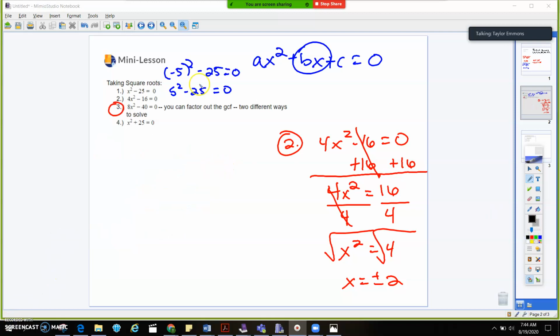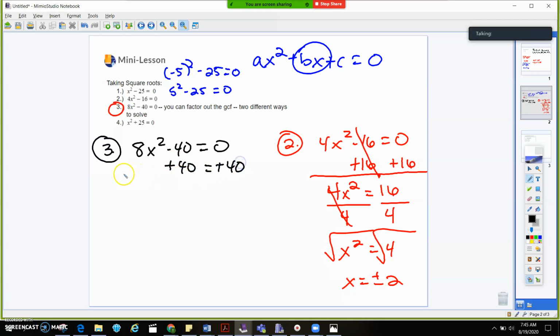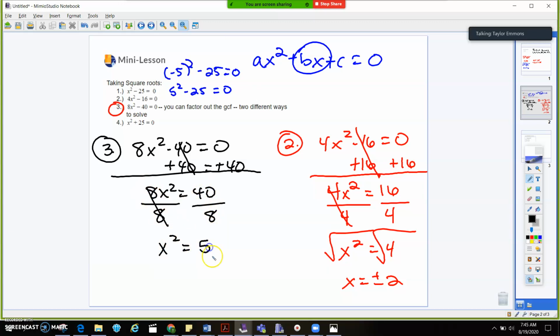All right, so number 3, we've got 8x squared minus 40 equals 0. And so we first want to add 40 to the other side. And that's going to give us 8x squared equals 40. Now we want our numbers on one side and our x's on the other. So we're going to divide by 8 on both sides. And x squared is going to equal 40 divided by 8, which is 5.